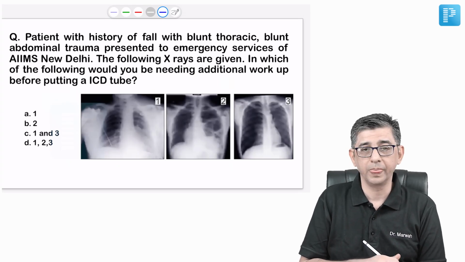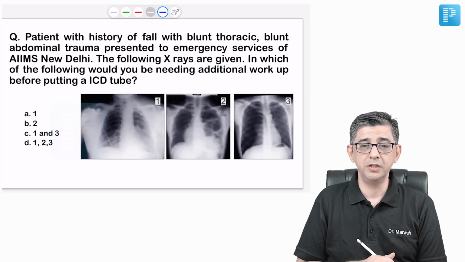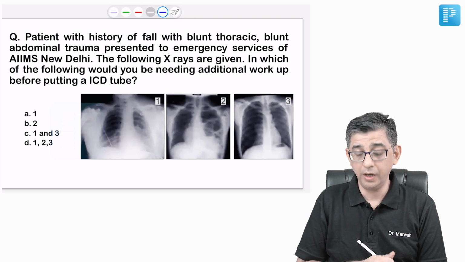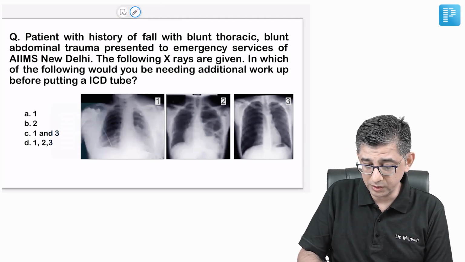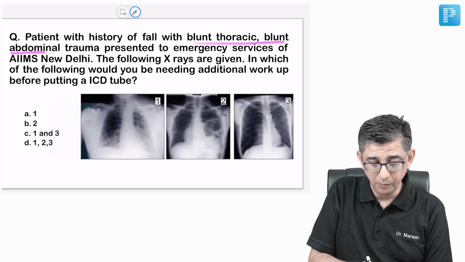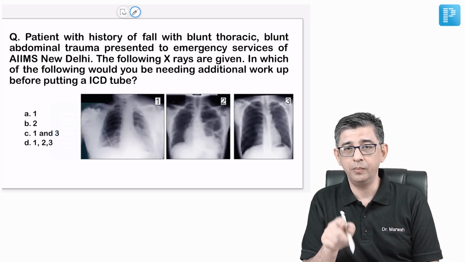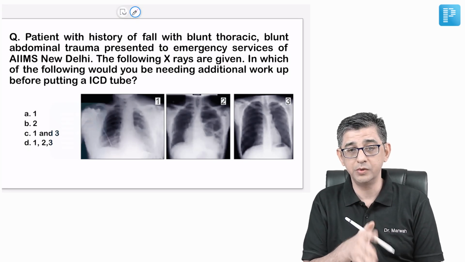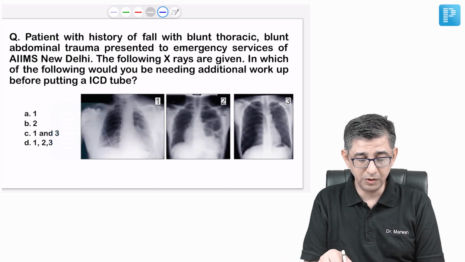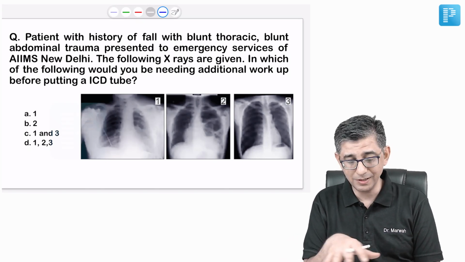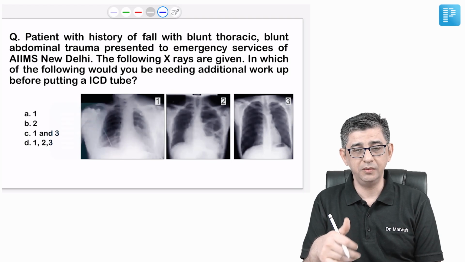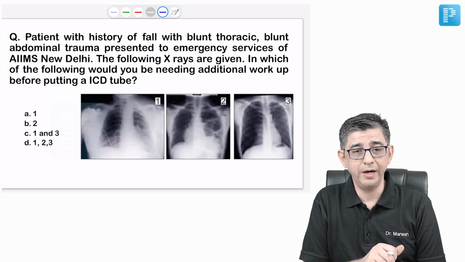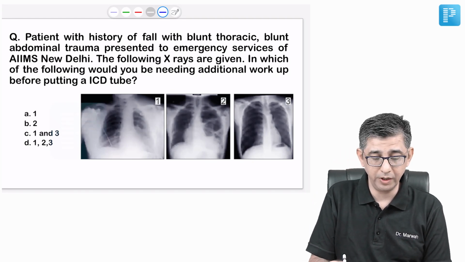The subsequent question said a patient with a history of fall with a blunt thoracic and a blunt abdominal trauma. I double checked this. My student said both these words were written like this only: blunt thoracic, comma, blunt abdominal trauma. It was not a slash; both terms were written, presented to the emergency services of AIIMS New Delhi. Precisely this line was present. And then he said there are a couple of x-rays of the patient shown, and asked in which of the following would you need an additional workup before putting an intercostal drainage tube?